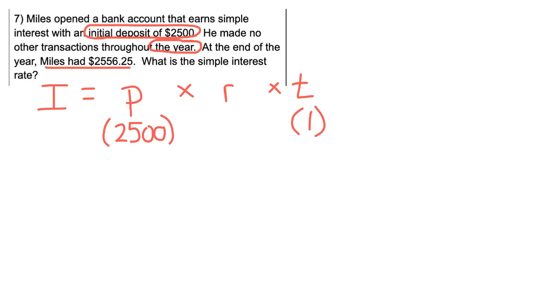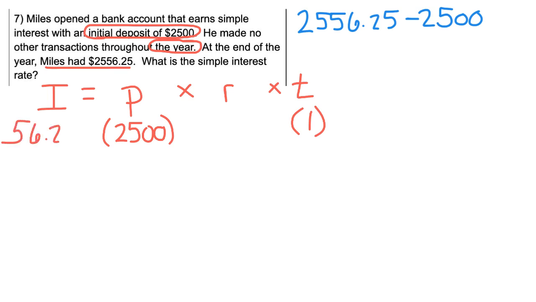That says he has a total of that. So let's think about that for a minute. If he has that much at the end, and he started with this much, the difference in those two is your interest. So I think we probably should subtract those. So when you go 2556.25 and you subtract 2500, that means he earned $56.25 in interest.